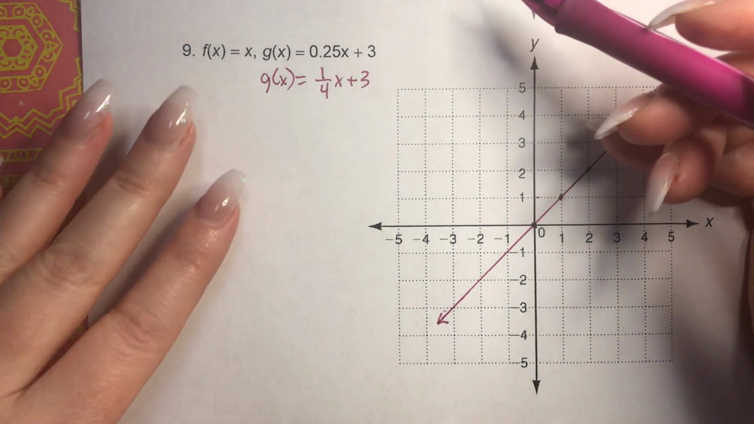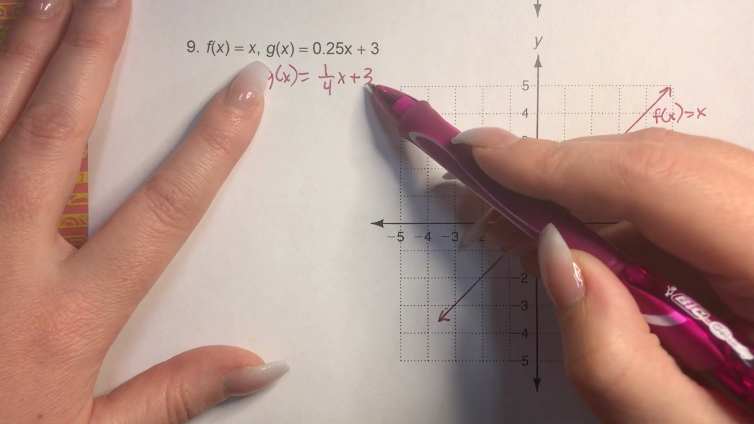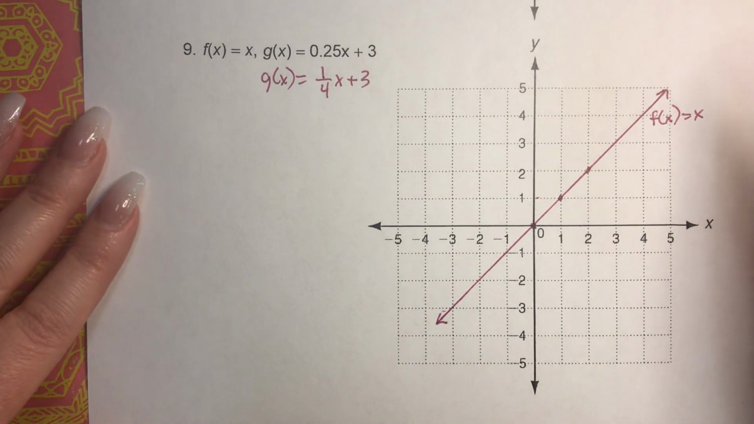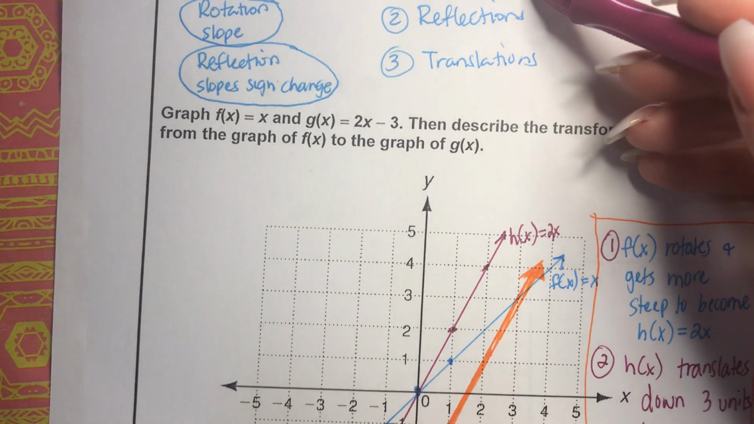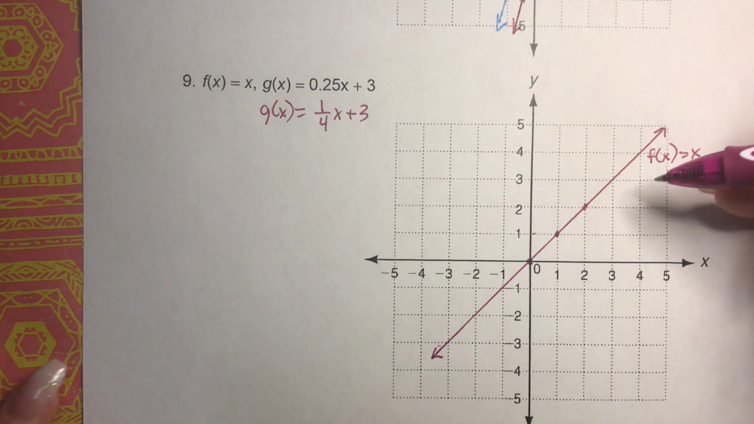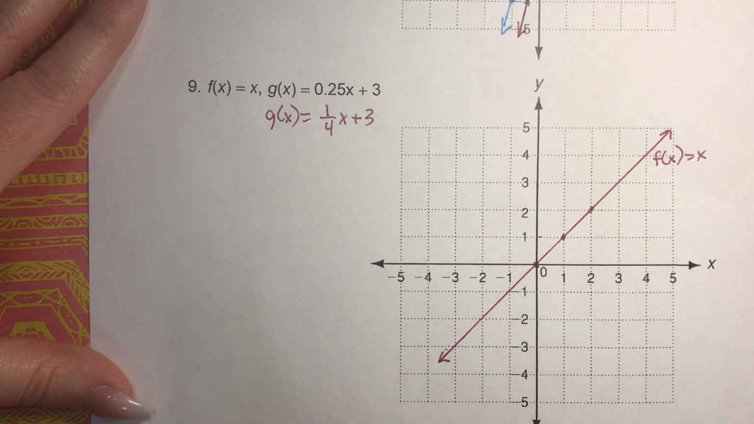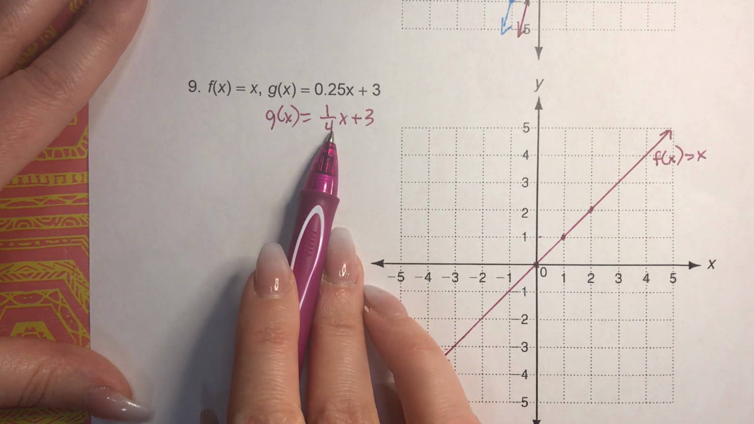Okay. So what's happening here? We have two things. The slope is changing and the y-intercept. This is 0 and then the y-intercept is 3. So we have two things again. So remember we have to do those rotations and then the translation. So we're going to rotate it first. So what's happening here? The slope is 1 and now it's 1/4.